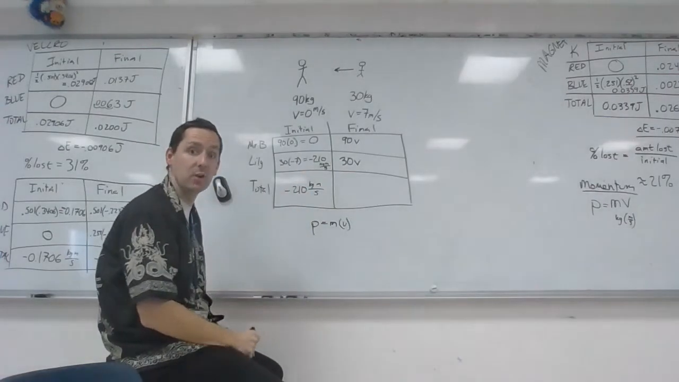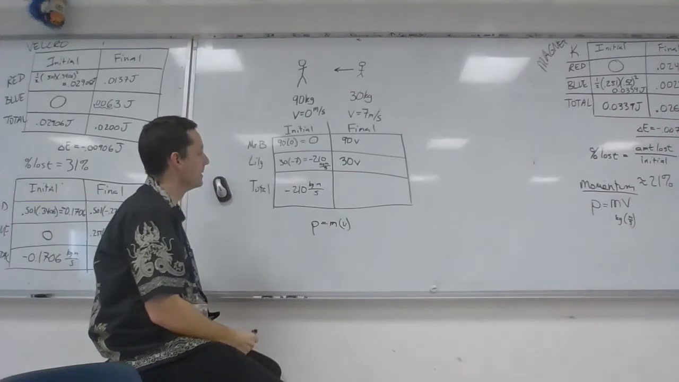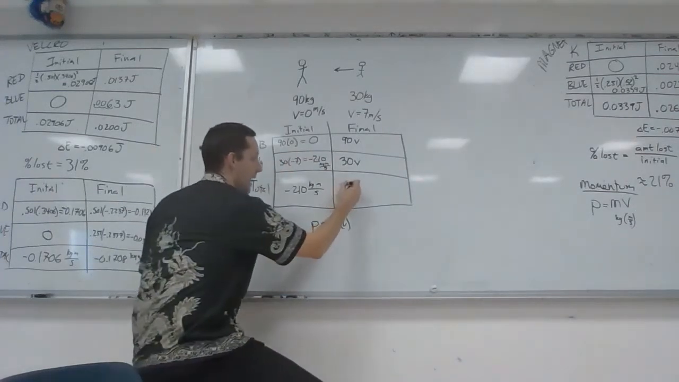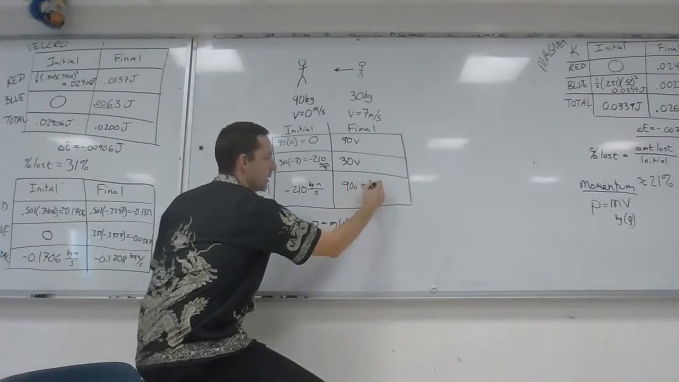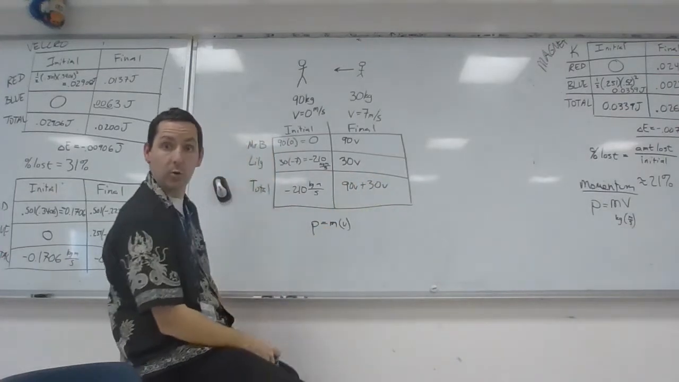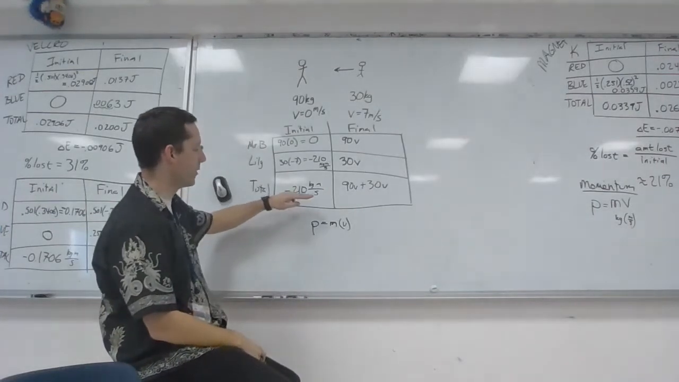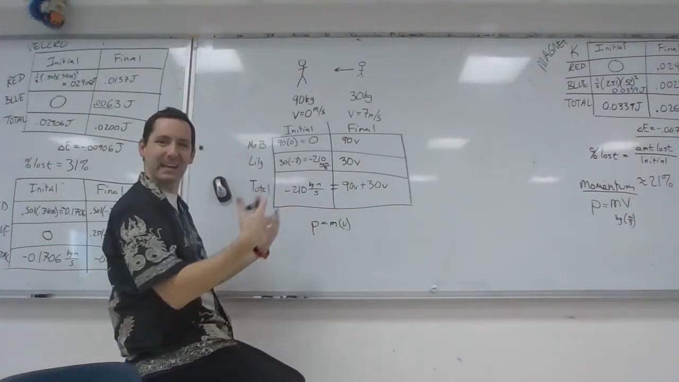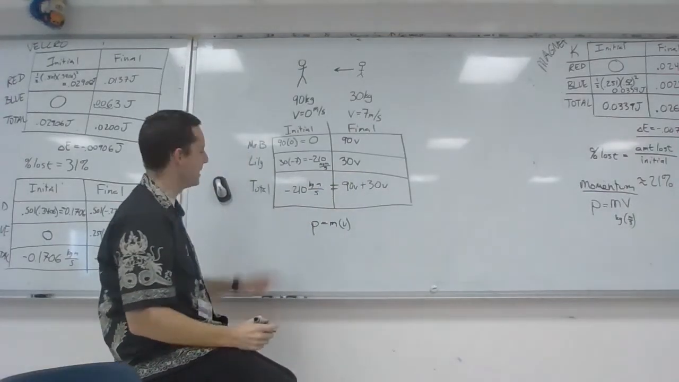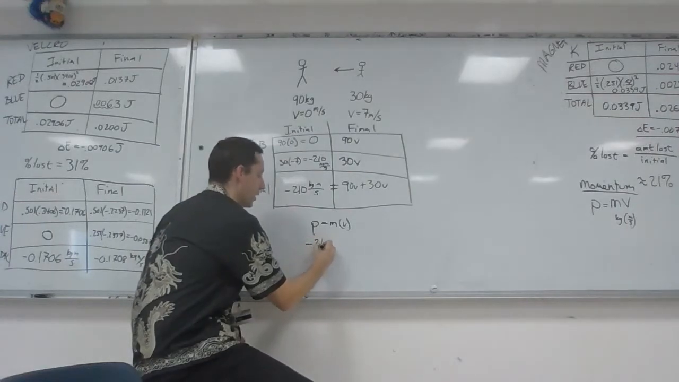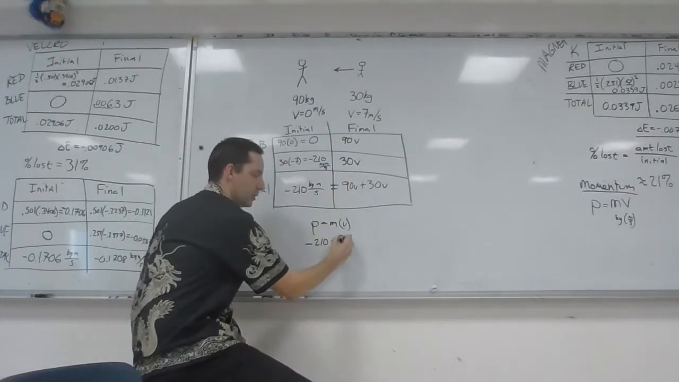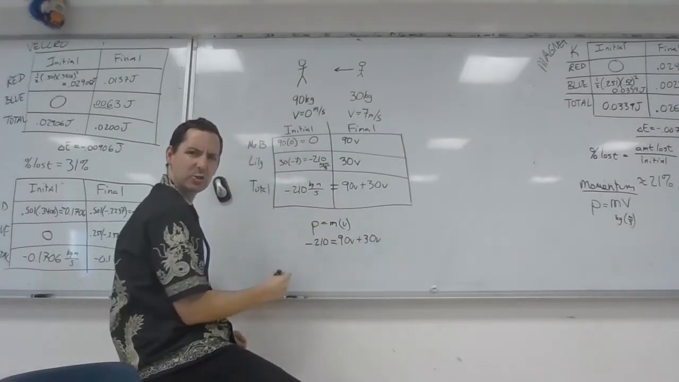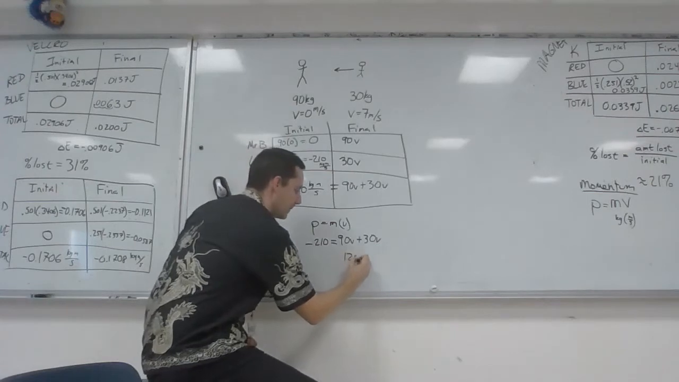So same velocity. We're going to move in the same direction here. Now, the total is going to be those two added together, right? So we go 90V plus 30V. Now, because we know that the initial momentum should equal the final momentum, I can now write an equation that says negative 210 is equal to 90V plus 30V. I can go ahead and add those two together. 90 plus 30 is 120.